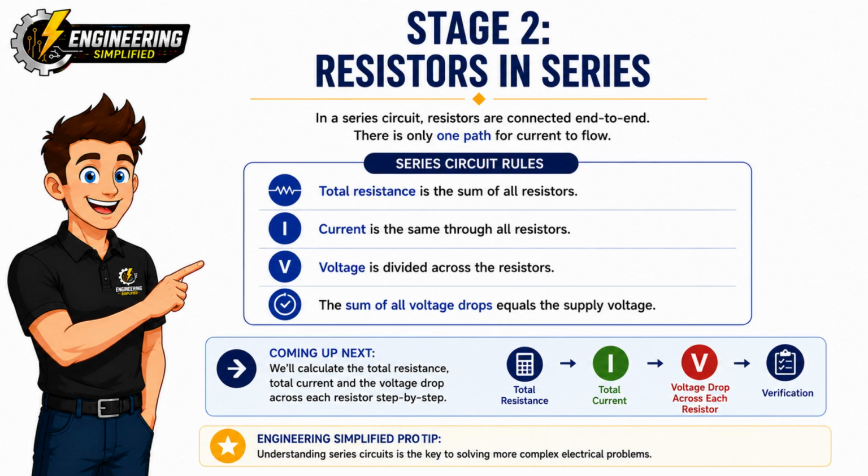If you add together all of the individual voltage drops, they will always equal the original supply voltage. This is a useful way of checking that your calculations are correct. These 4 simple rules are the foundation of every series circuit calculation. In the next few slides, we'll apply each of these rules step by step, calculating the total resistance, the current flowing through the circuit, and the voltage drop across every resistor.